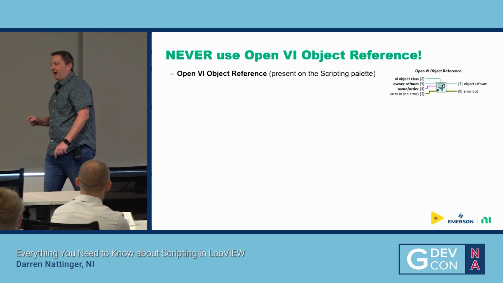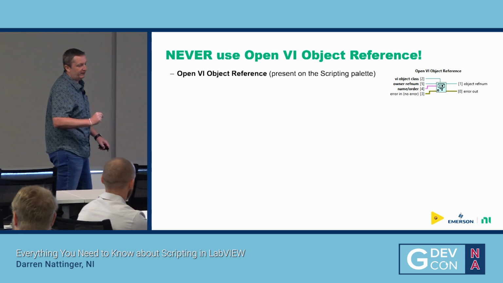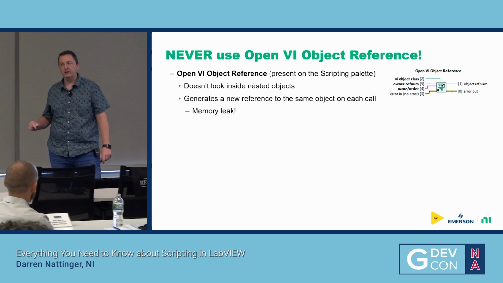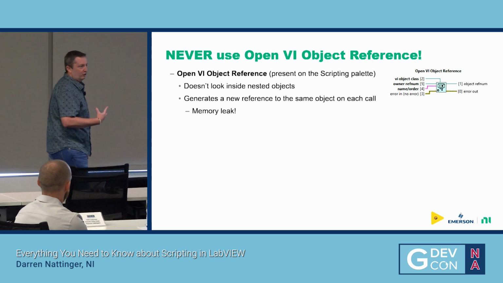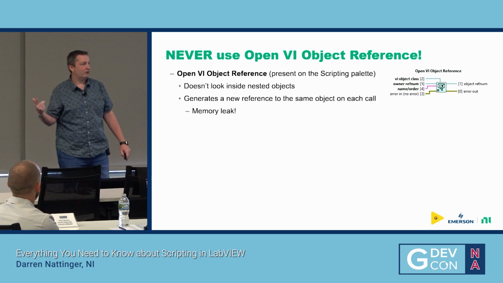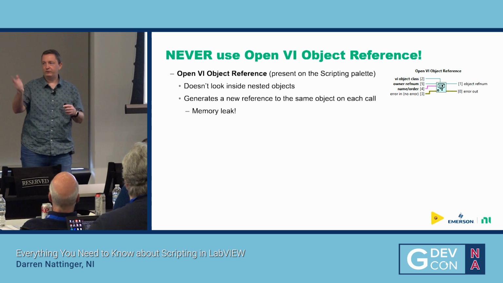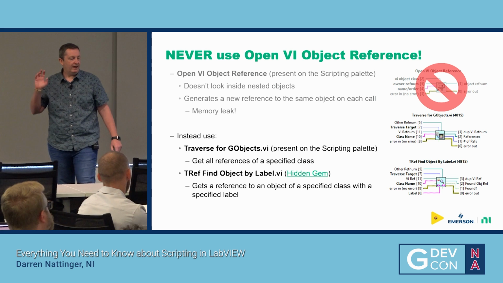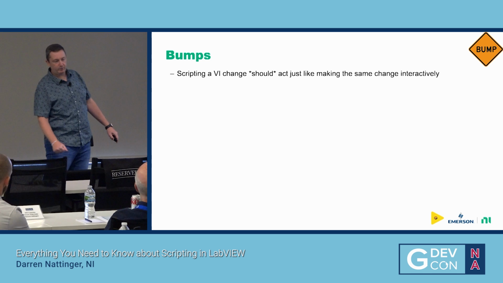Okay, another gotcha. There is a function in LabVIEW called OpenVIObjectReference. It is in the scripting palette, and you should never, ever use it for two main reasons. Number one, it does not look inside of nested things, and number two, it's one of the few memory leaks I know about in scripting where if you call this function on the same thing, it'll give you a new reference each time. So I've seen people have memory leaks where they call this function in a loop, and it's giving them the same reference, the same thing, but it's giving you different references every time. Don't use it. Instead, use traverse for G-objects and tref find object by label, which I will talk about a little bit more in the remaining 3 minutes that I have.